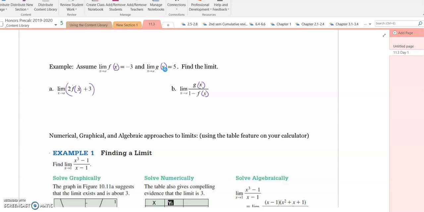And in these next two examples, I'm giving information. The limit as x approaches a of f of x equals -3, and the limit as x approaches a of g of x equals 5. We're going to find these limits. So again, go back to that property list from day 1, and what you're going to realize is that we can break up this limit if it's a sum, and I can even break this up more. This 2 can come out in front.